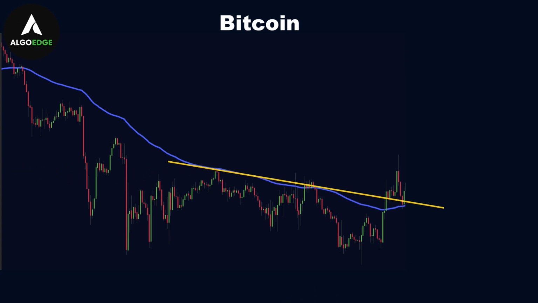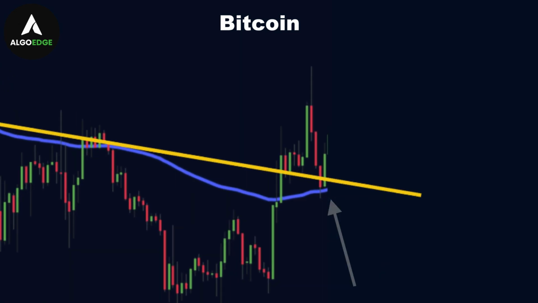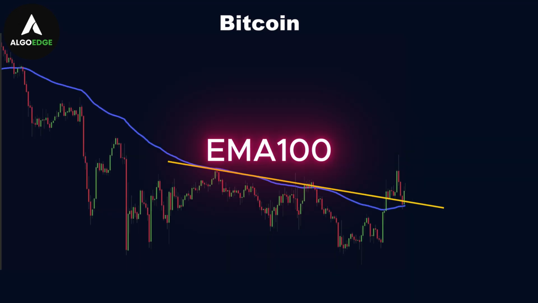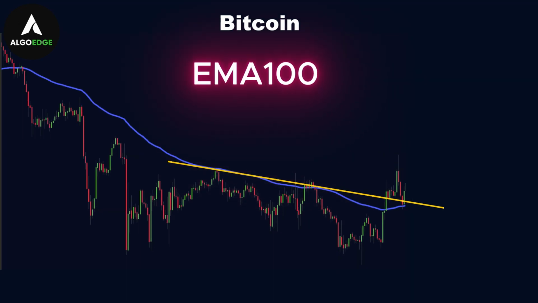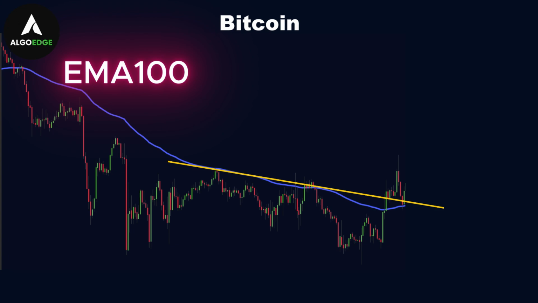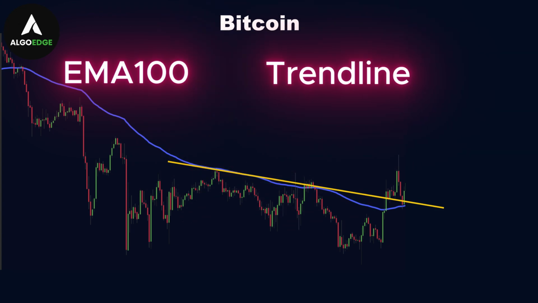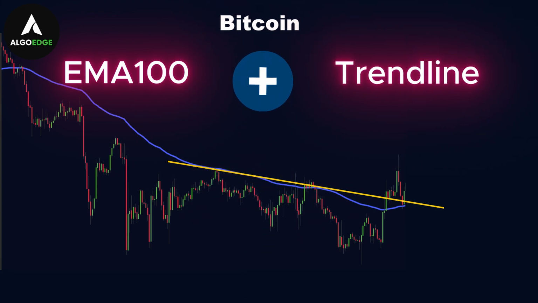So once again, we have two strong confirmations lining up at the same price level. The EMA 100 has flipped from resistance into support. The horizontal resistance has also turned into support. When multiple confirmations come together like this, the probability of a successful bullish reversal becomes significantly higher.